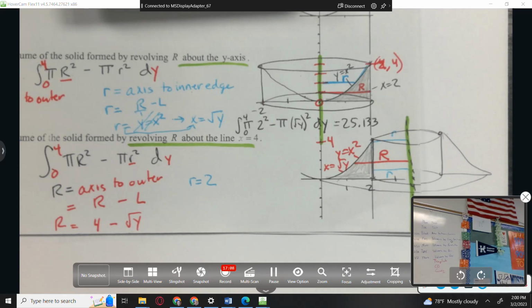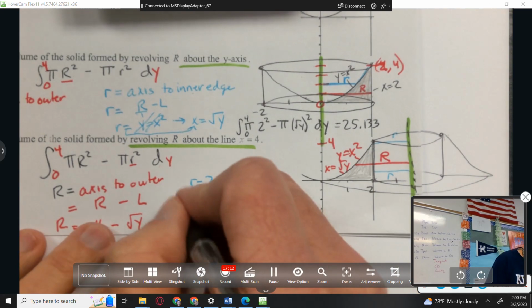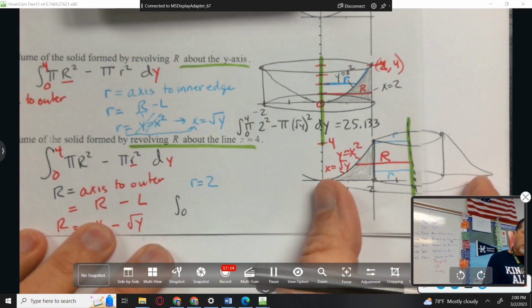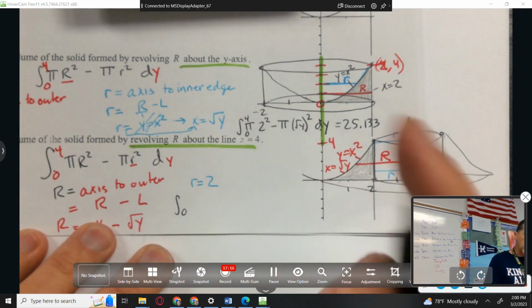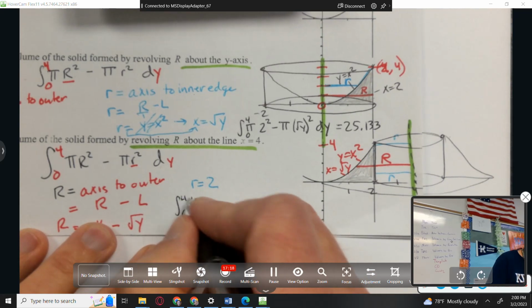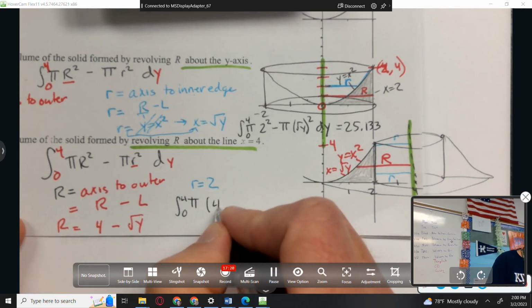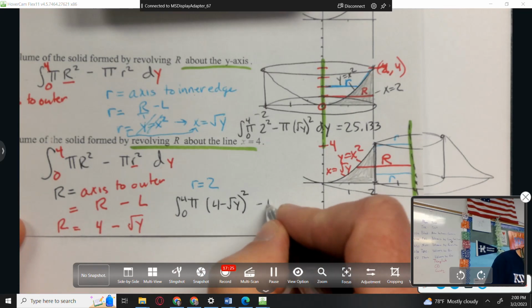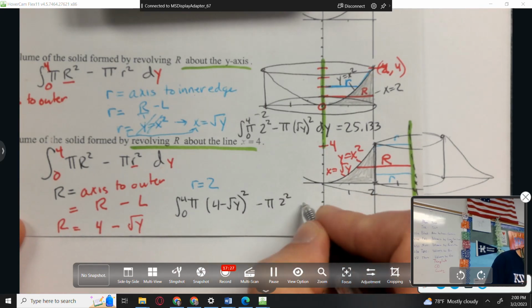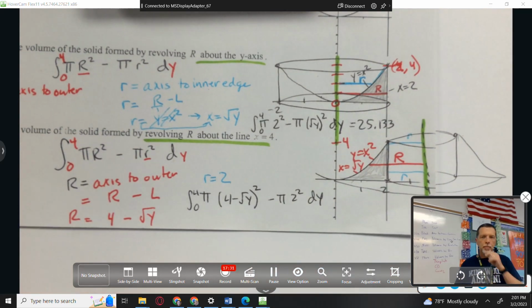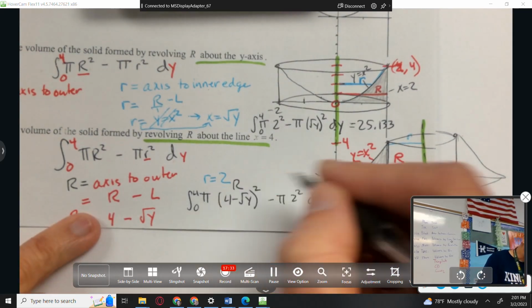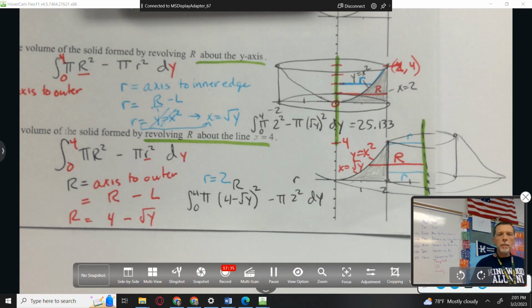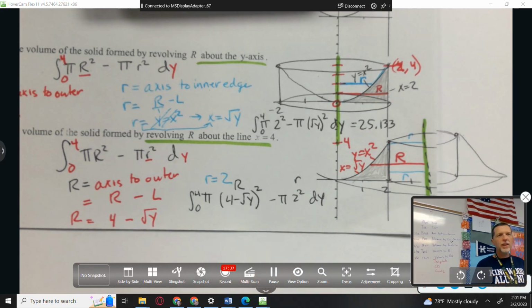Did I do that right? Because that seems like an awfully big number. Well, that's a bigger volume than the previous one. Yeah, but it still seems like an awfully big volume. Be careful about what gets squared. But don't you have to add the 2 in there for big R? This is big R. Yeah, but that's little r. Big R is 4 minus square root of y.